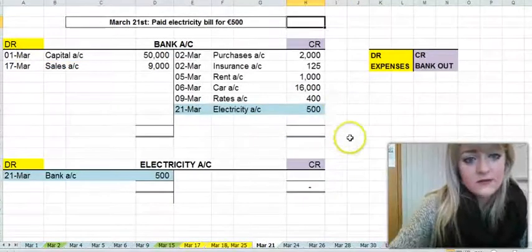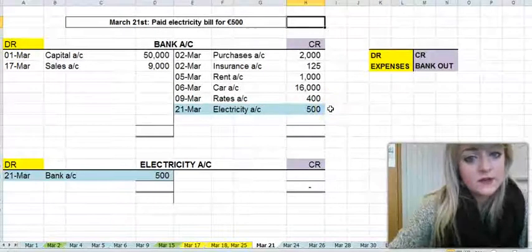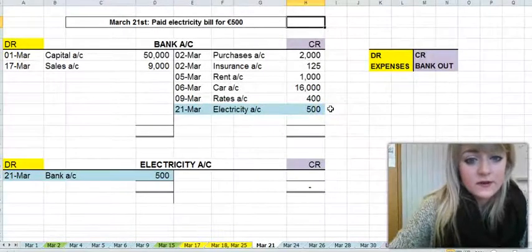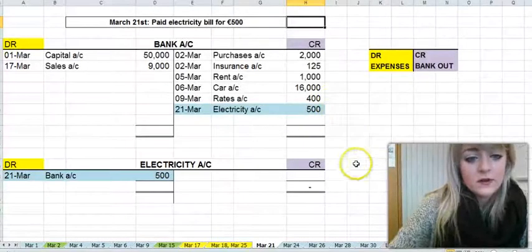So on the 21st of March, Kate paid an electricity bill for €500. Again, this is like the insurance or the rates. 21st of March, €500. The money has left her account, so we credit it €500. And then the corresponding debit entry is electricity account. It's an expense again. Every month it's an expense.